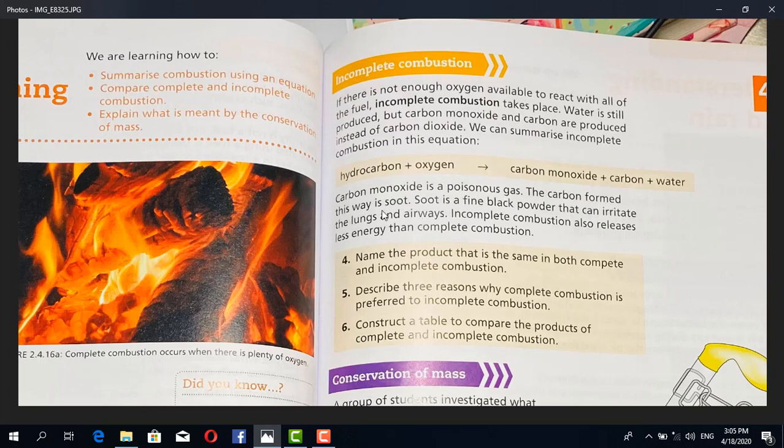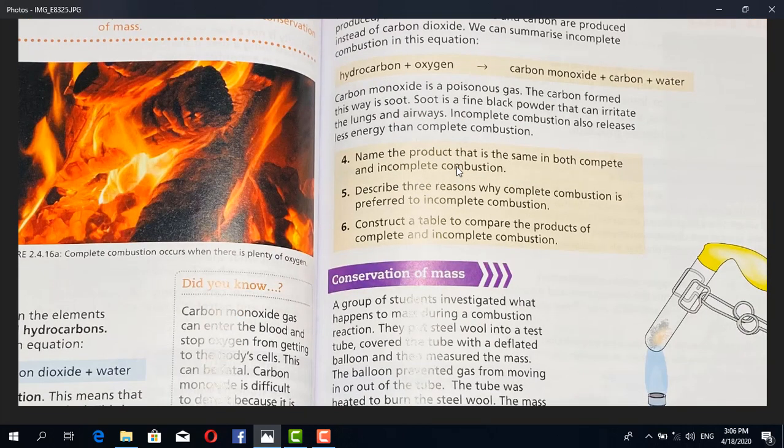Those are what we find in the chimney pots in British or European houses, when they have localized fireplaces and burn coal. You will find that fine black powder that usually irritates their respiratory system. It's called soot. So soot is a fine black powder that can irritate the lungs and airways, and incomplete combustion also releases less energy than a complete combustion.